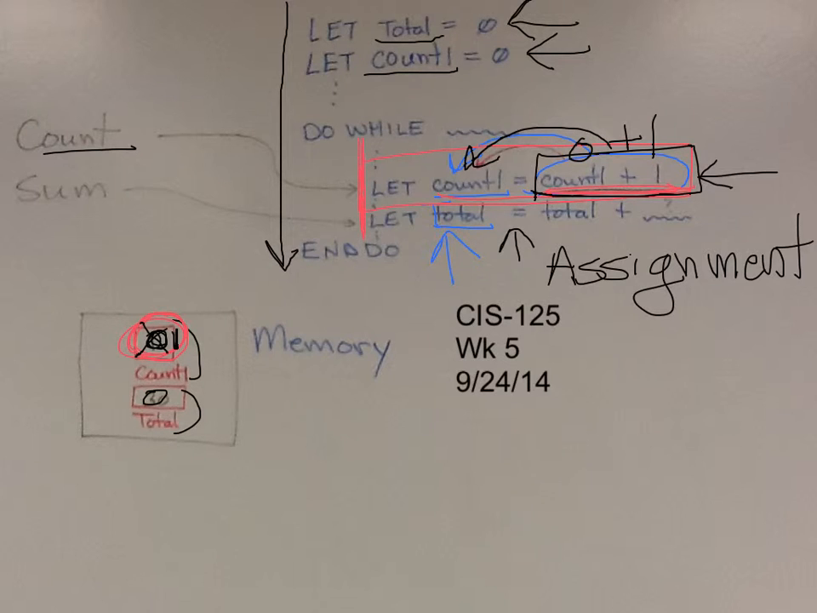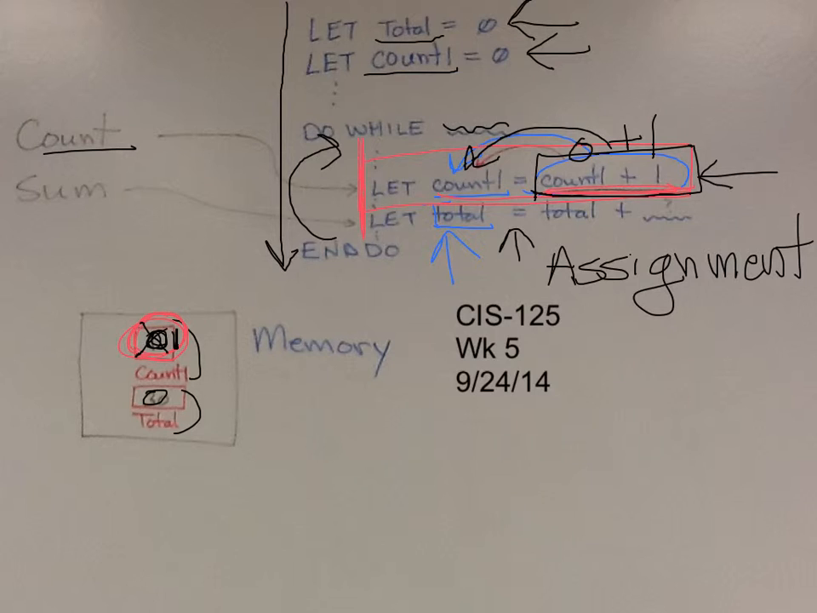So then, as we loop the do-while, it's going to keep going as long as this is true. So let's say we have 10 people, every time it goes by, it's going to count. So we'll know how many people went through the program.